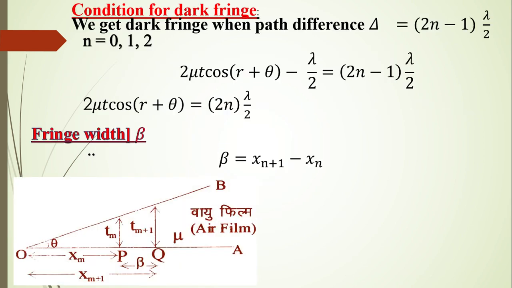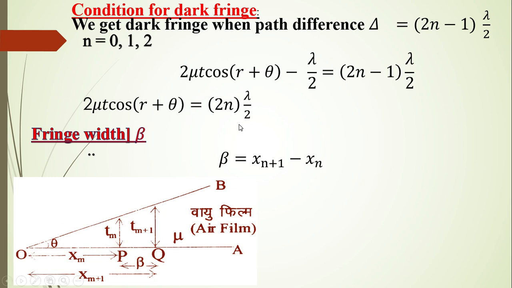Condition for dark fringes: the two reflected rays are superimposed in opposite phase. Opposite phase means the resultant intensity of the light is minimum. So we get the dark fringes when the path difference delta is equal to (2n minus 1) lambda by 2, where n is the order of the fringe.